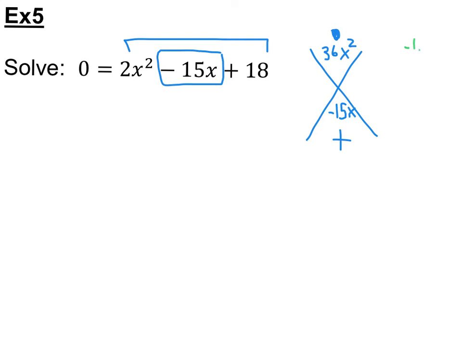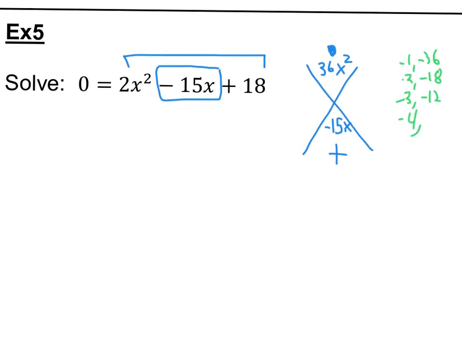So negative 1 and negative 36. Negative 2 and negative 18. Again, in your calculator, feel free to just put in 36 divided by 1, 36 divided by 2, 36 divided by 3 is 12. So negative 3 times negative 12. 36 divided by 4 is 9. So negative 4 and negative 9. 36 divided by 5 is not an integer, and 36 divided by 6 is 6.